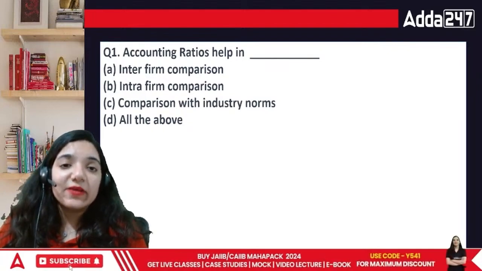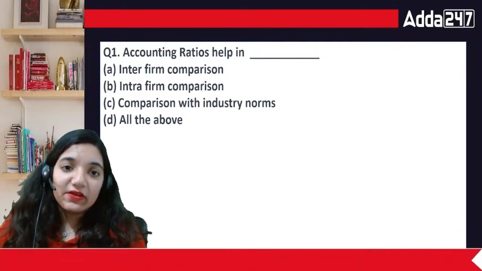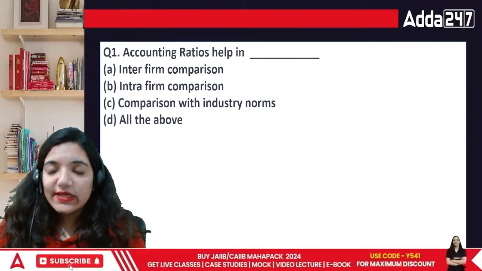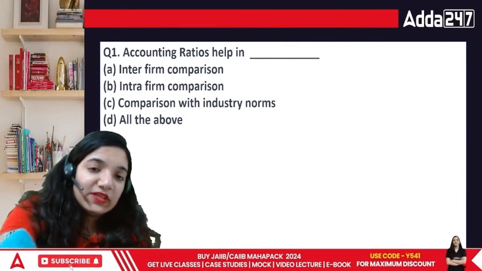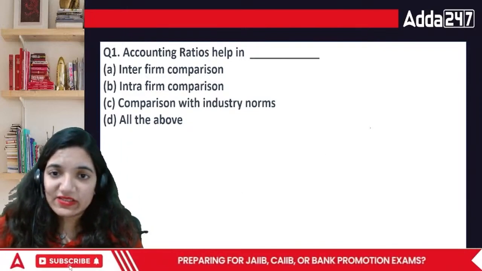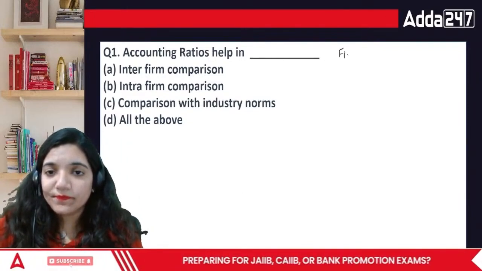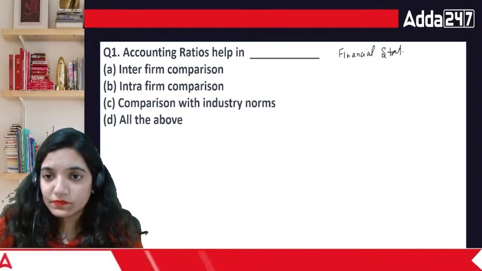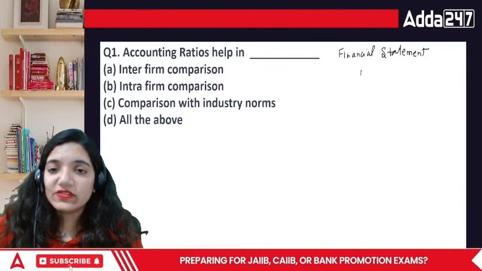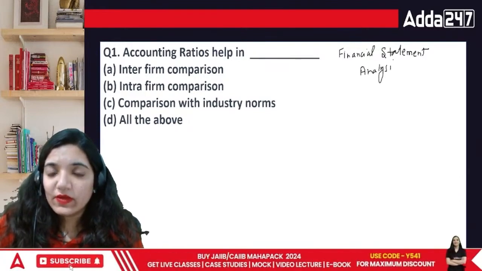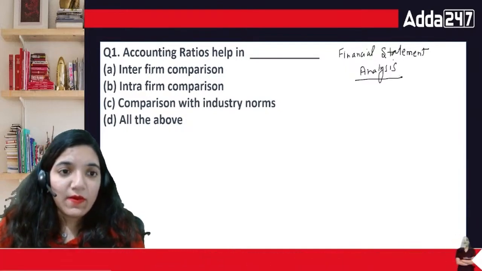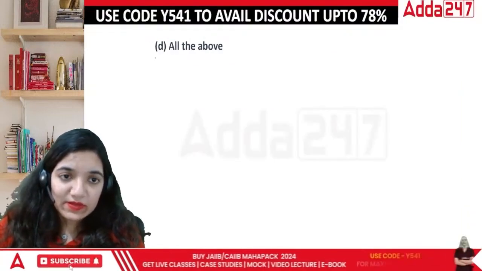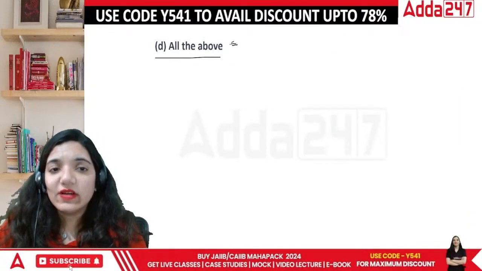Accounting ratios help in inter-firm comparison, intra-firm comparison, comparison with industry norms, or all of the above. Actually, accounting ratios are one of the tools of financial statement analysis. It's a tool for financial statement analysis. Inter-firm, intra-firm, comparison with norms, all. The answer is all of the above.